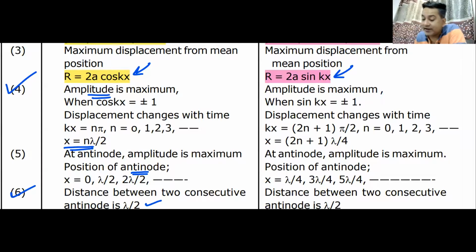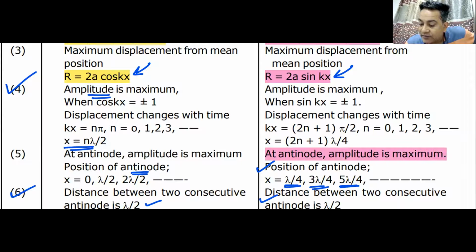But on the right hand side, we have the position of antinode at lambda by 4, 3 lambda by 4, and 5 lambda by 4. Remember, the distance between the two antinodes is always lambda by 2. But between the left equation and the right equation, what you see is the change in the position of antinodes. Remember, antinode is the point where amplitude is maximum. Do we remember this? Yes, sir. Antinode is the position where the amplitude is maximum.